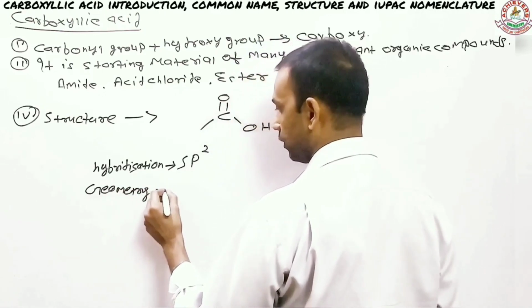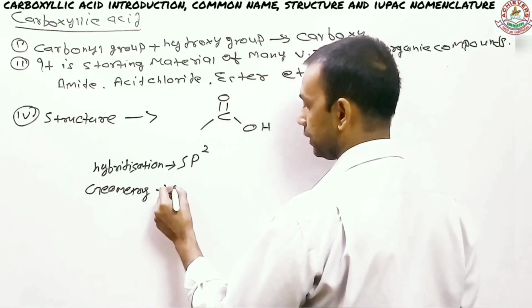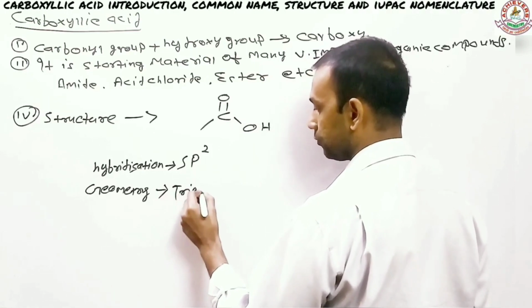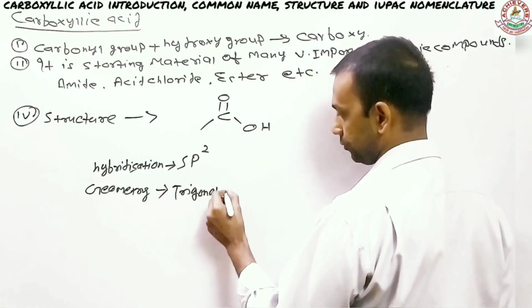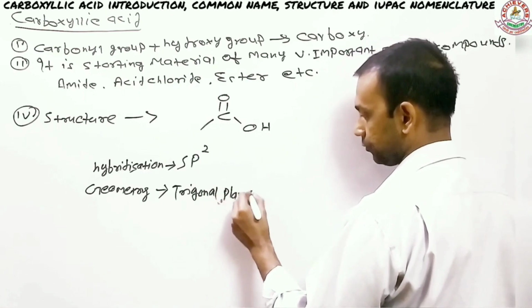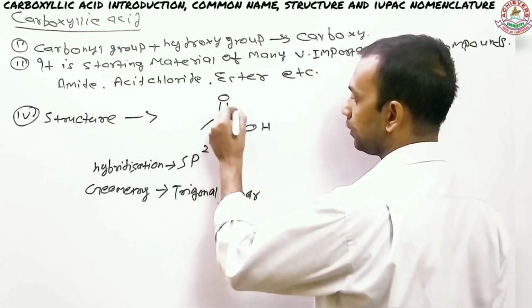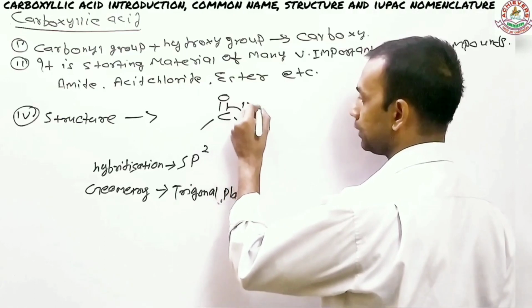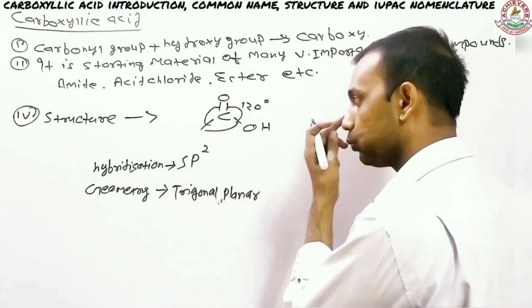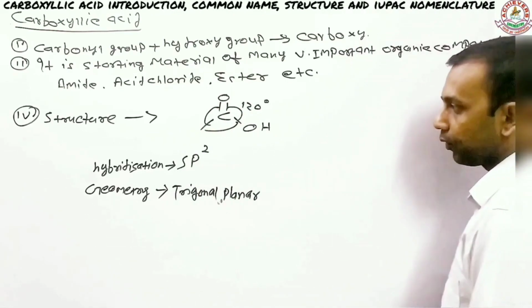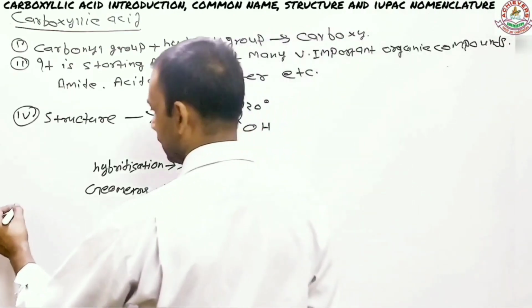Geometry. Based on the hybridization, you can say it's trigonal planar. What does it mean? Each of these bond pairs has been separated by a 120-degree angle. So the bond angle is 120 degrees. Another important thing is the reactivity.